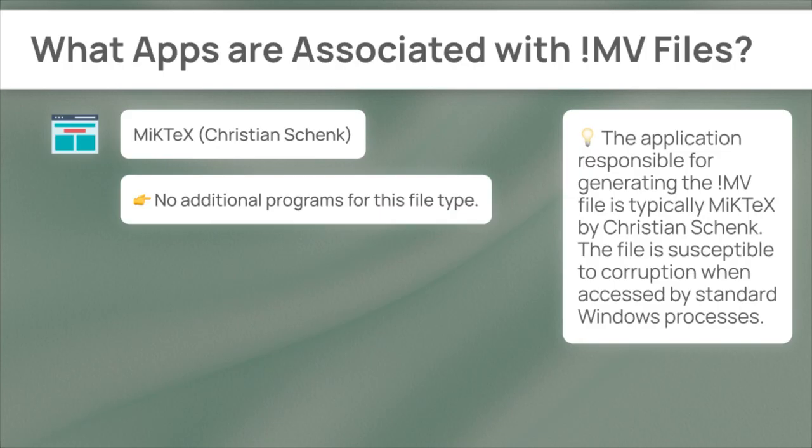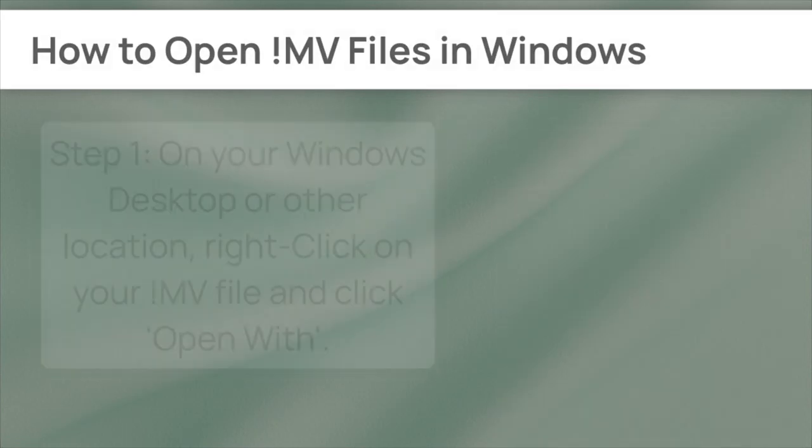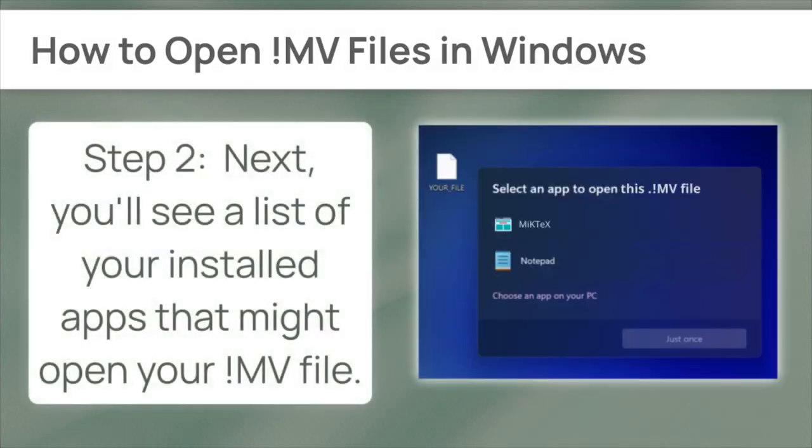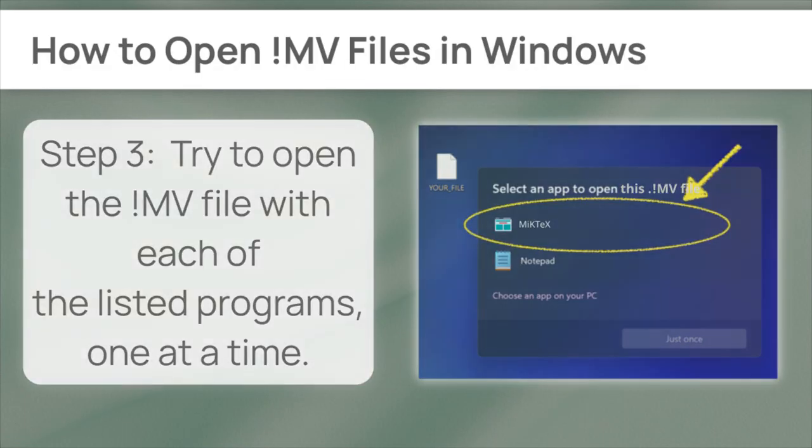Windows offers only basic recognition, so full extraction must be done with dedicated archive software. We are testing every installed program for file recognition. Right-click your .mv file and choose Open With. Test MiKTeX first. If it fails, select another application. The solution lies in finding the right reader.